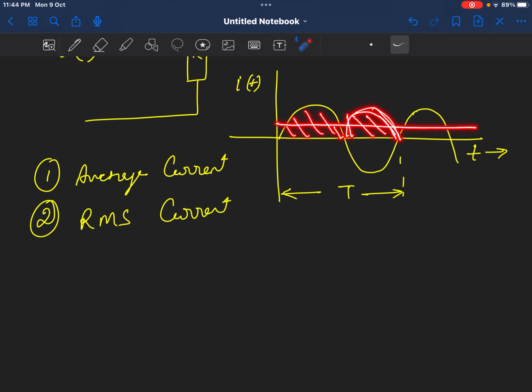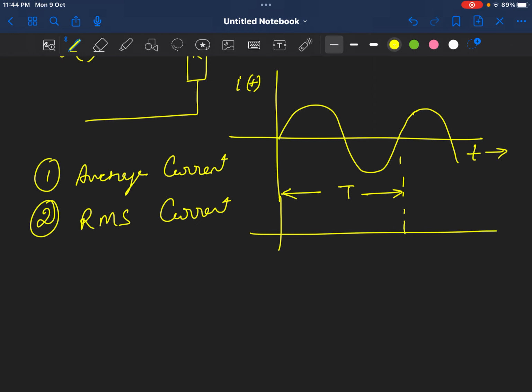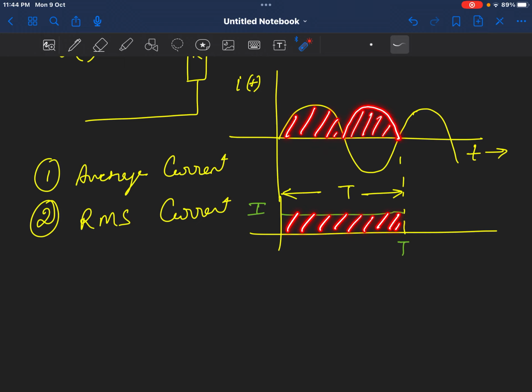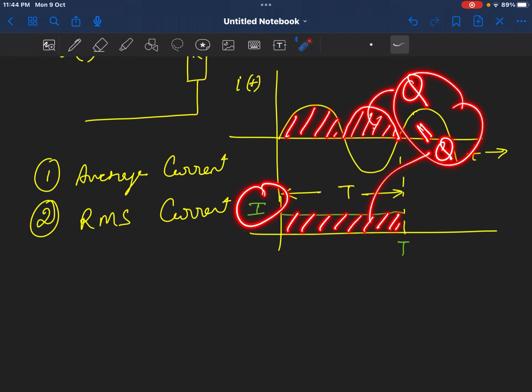So if we add this area and this area, what you have is the DC current. If we take the area of the DC current, let us draw here. Suppose we have another line like this, and this current is now DC for the same time. Now if I say the amount of charge transferred during DC and the amount of charge transferred for the AC, if these two Q here and the Q here are the same, then this value of I is called the average current.